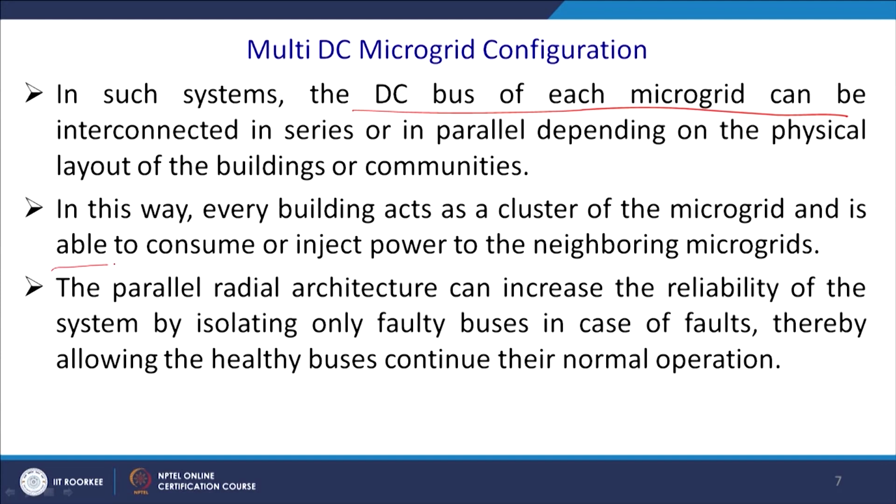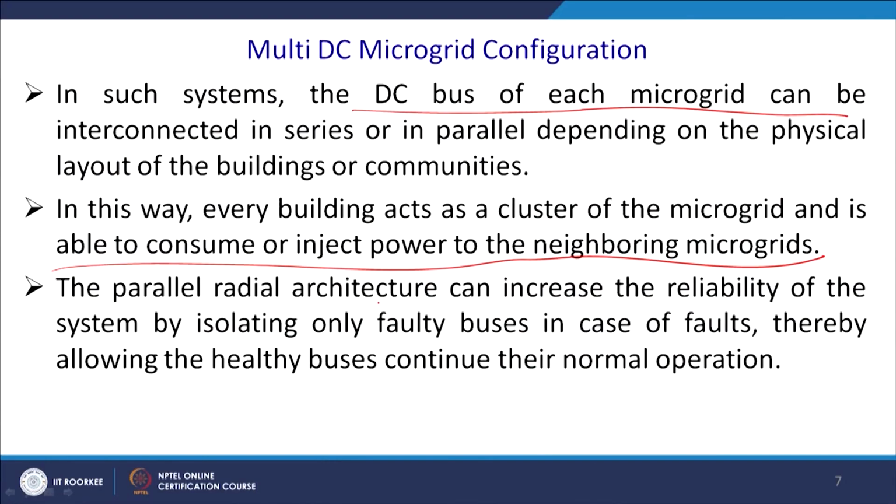In this way, every building acts as a cluster of the microgrid. Another microgrid, maybe you call it a nanogrid, is able to consume or inject power to the neighboring microgrid. If I have a surplus, for example, two buildings in a community both have solar installations, and power is in surplus in one of the buildings, it can be transferred to the other building.